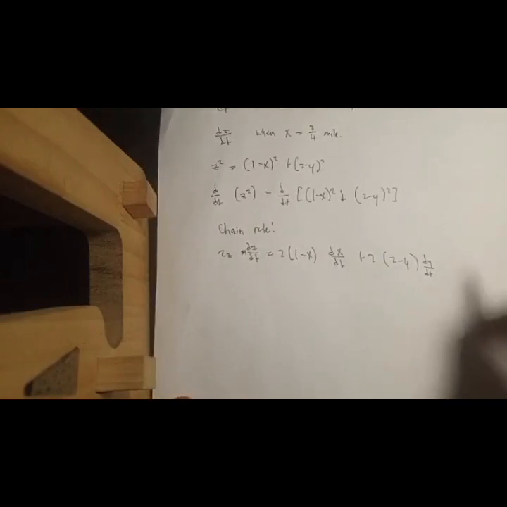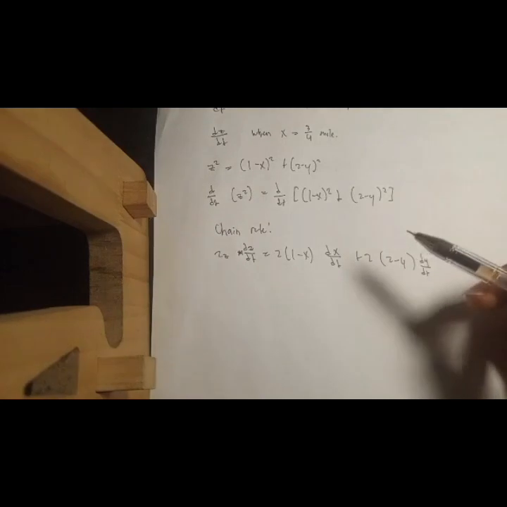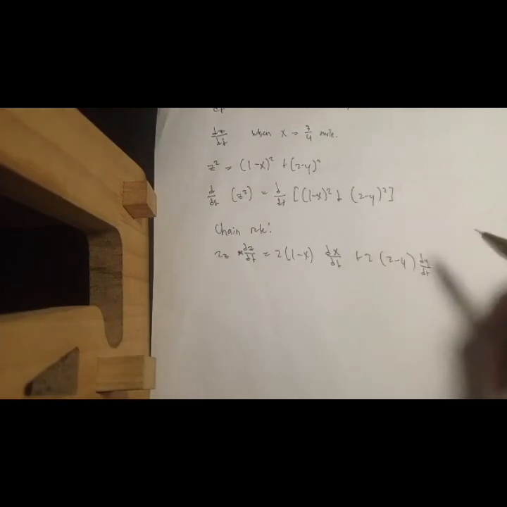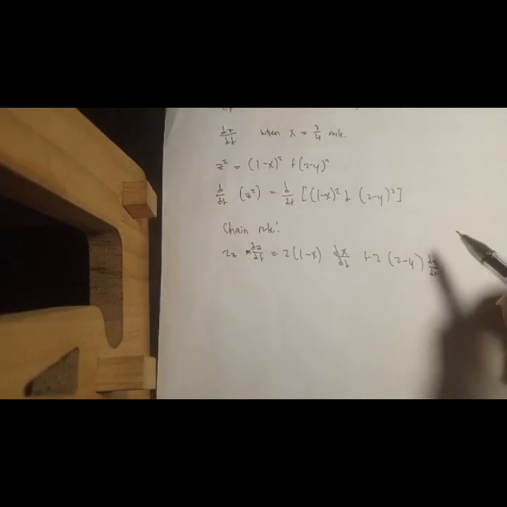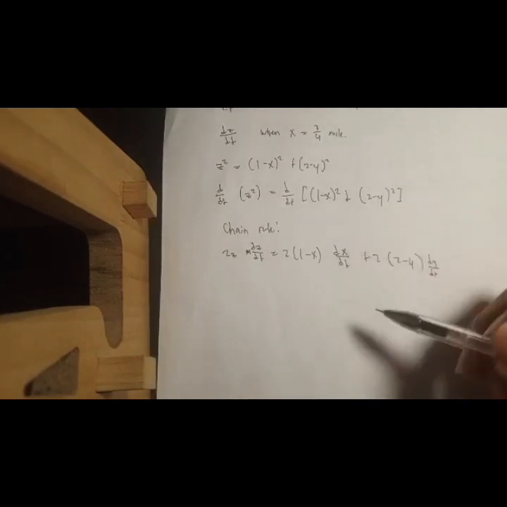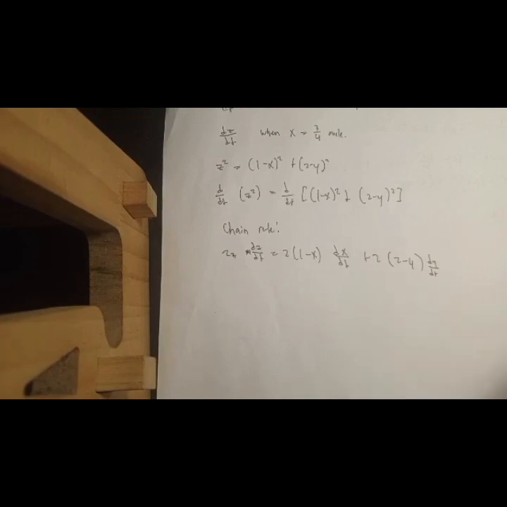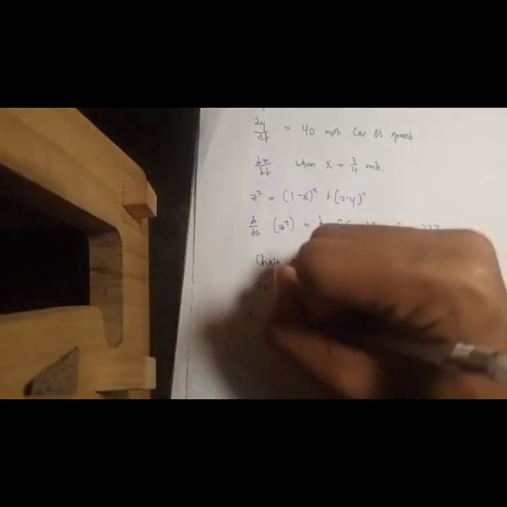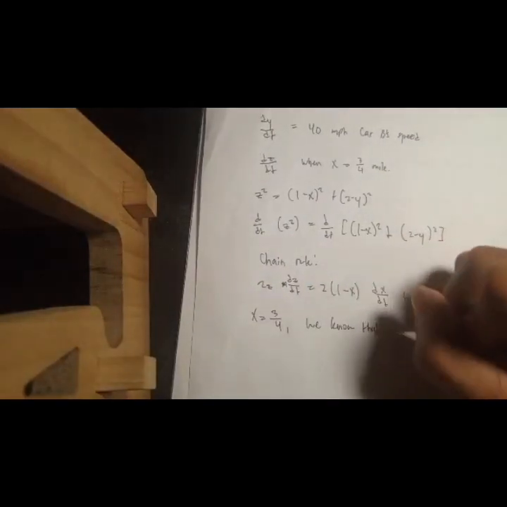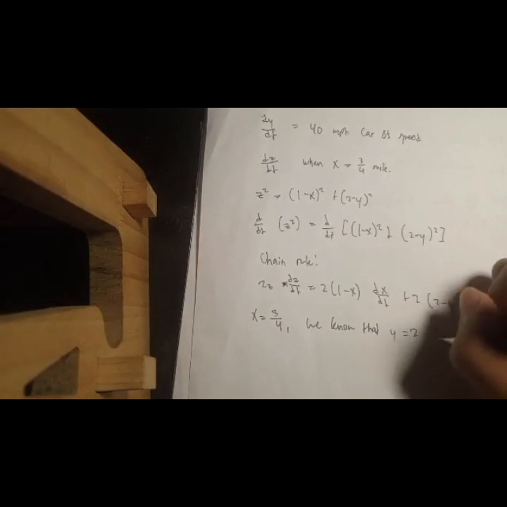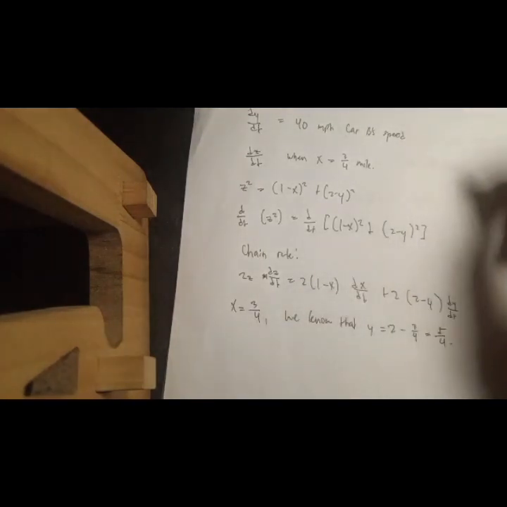Now we can plug in the given values and the known values of x to solve for dz over dt when x is equal to 3 over 4. At x equal to 3 over 4, we know that y is equal to negative 3 over 4, and 2 minus y is equal to 5 over 4. So let's plug these values into the equation.